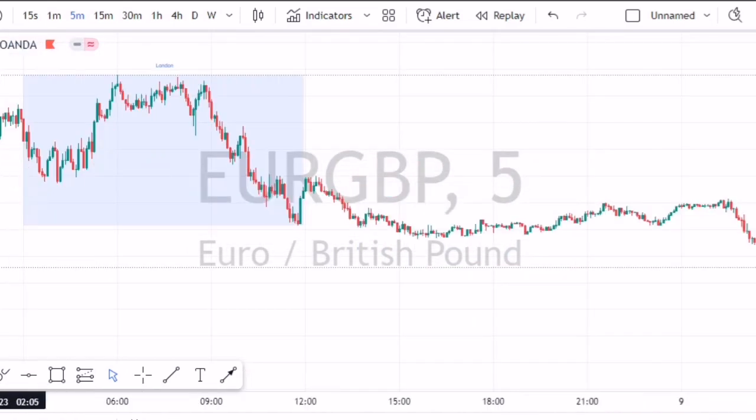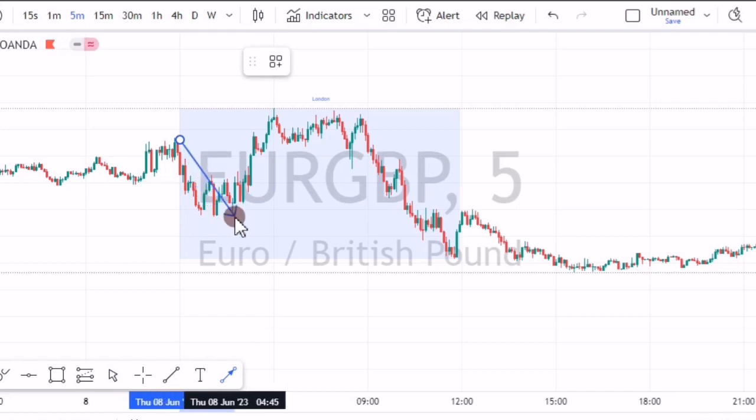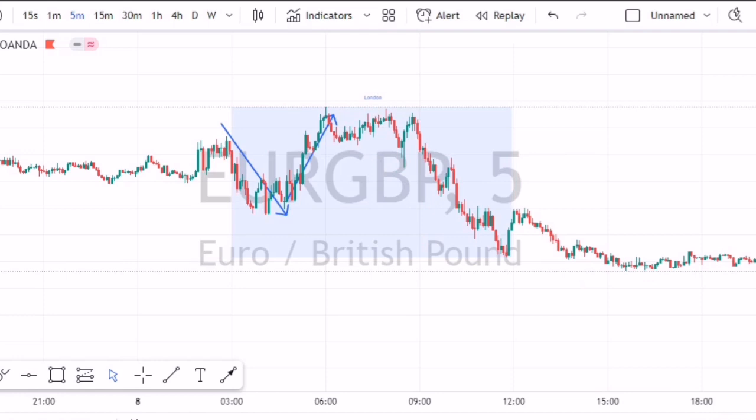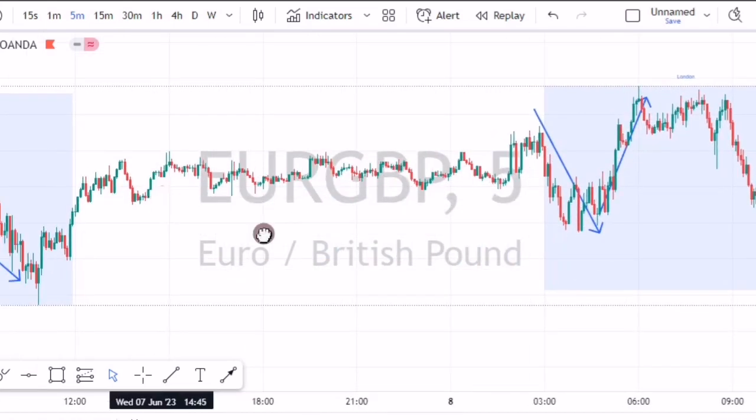Let's just check a little bit more. You see here, price started by spiking downwards. So take this arrow as a trend line, and then eventually it changed direction. You see that this time the move wasn't that much, just a short move, and it changed direction.